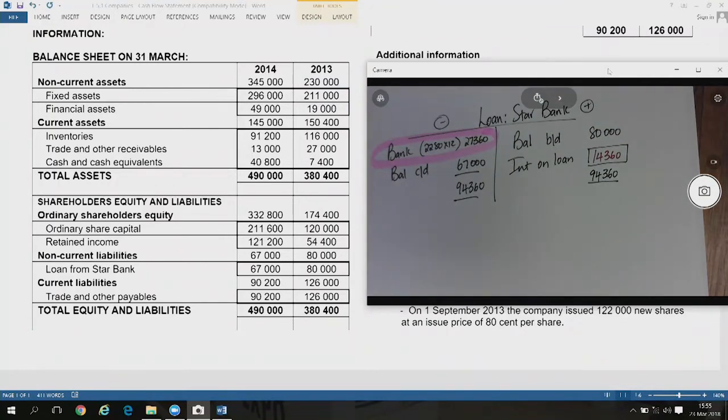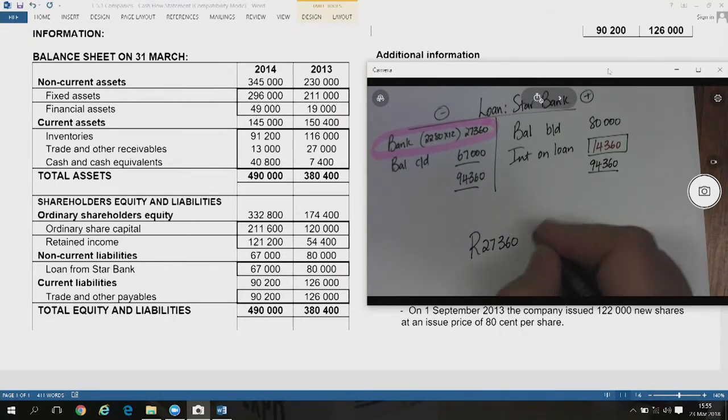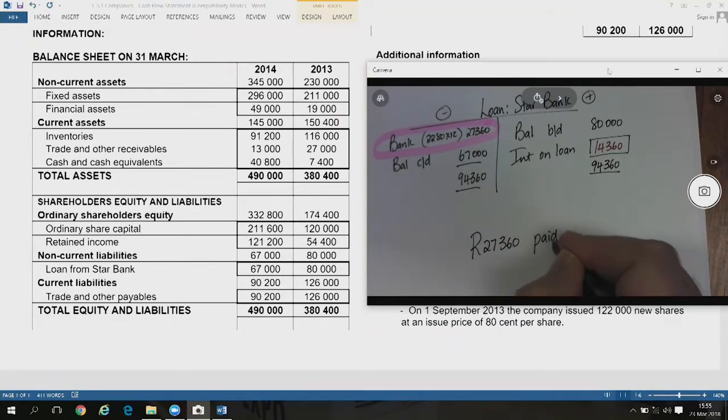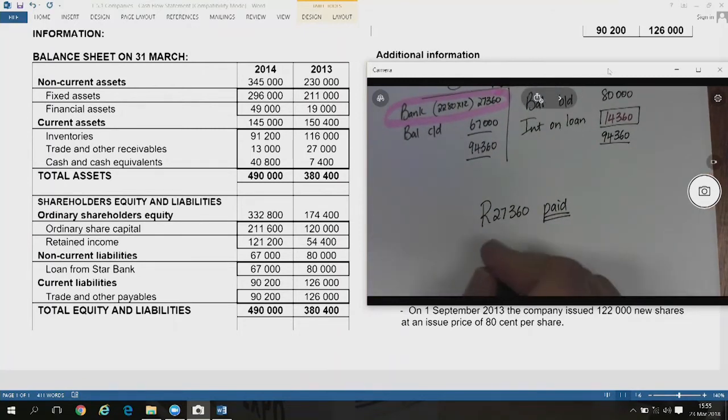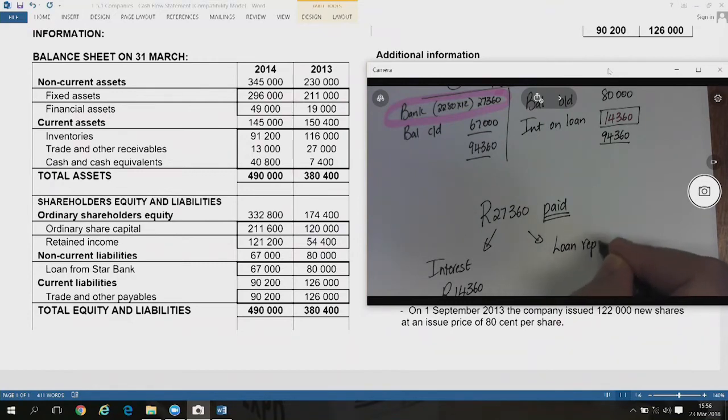Before I do something with it, I just want to show you this bank amount. Remember, we are busy with a cash flow statement. So that amount of 27,360 was paid. And remember, in your cash flow statement, we want to show all the money that goes out. First, you pay interest, and your interest amount is 14,360. Then you pay on the loan itself, loan repayment.